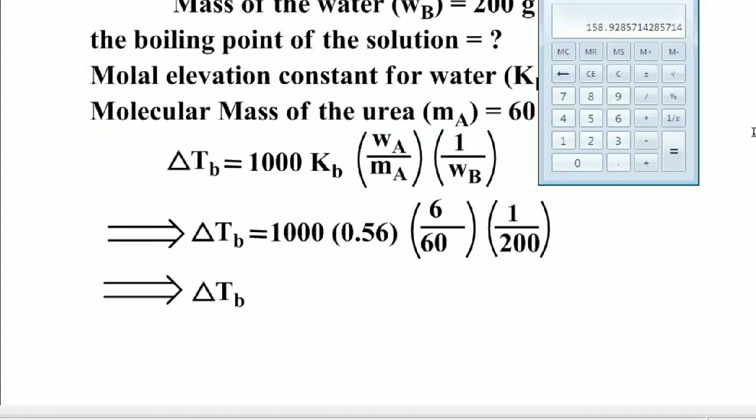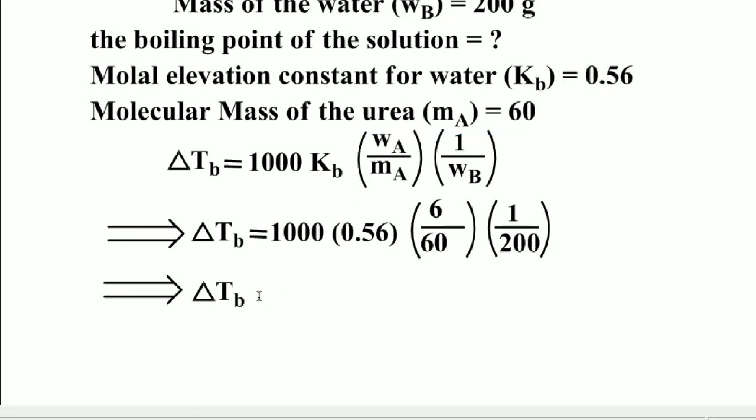Students, on simplification we can see 1000 into 0.56 we get 560, into 6 divided by 60 divided by 200, that equals 0.28. Therefore students, we get the elevation in the boiling point is 0.28 degree centigrade. So 0.28 degree centigrade is the elevation in the boiling point for the given problem.